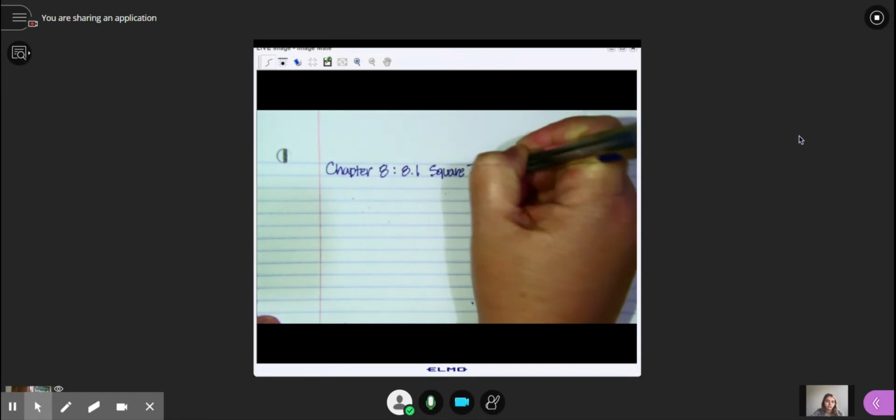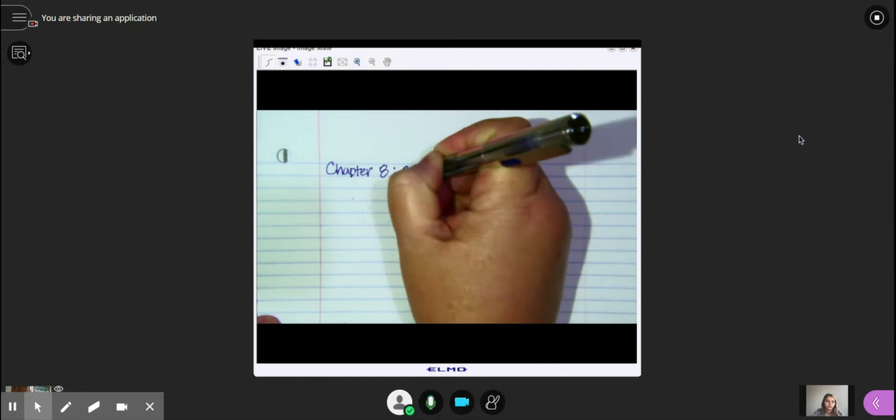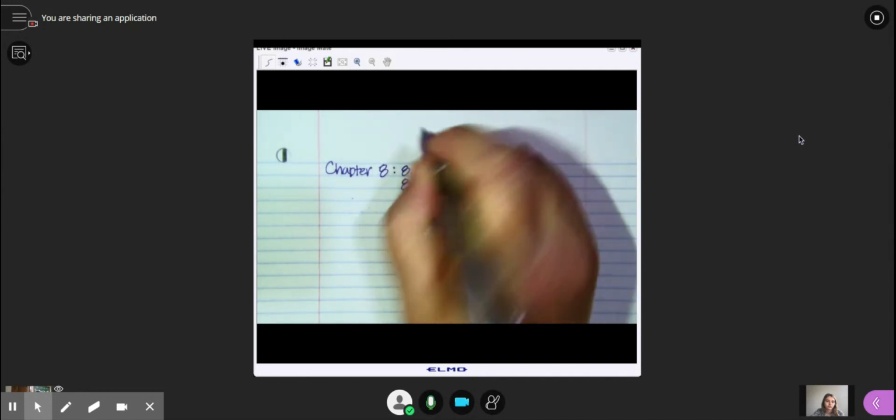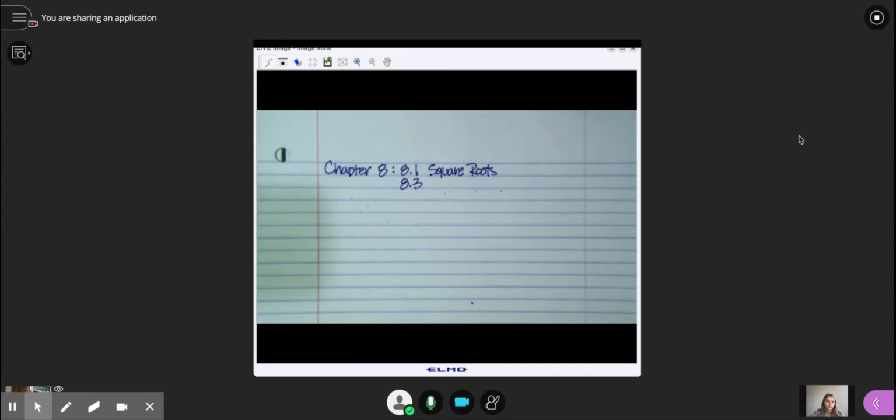So we're going to do a little bit from 8.1, which is square roots, mixed with a little bit from 8.3, which is simplifying.